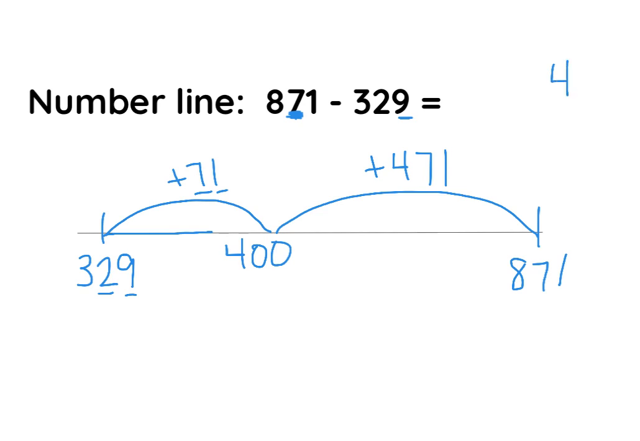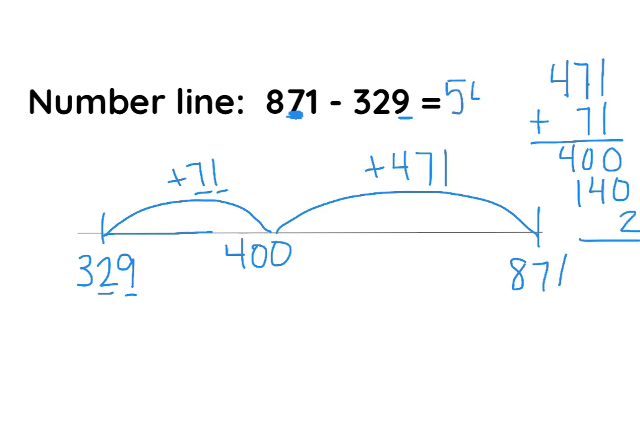I'm going to write that up here because remember I told you we will have a problem adding our tens. So 400 plus 0 equals 400. 70 plus 70 equals 140. 1 plus 1 equals 2. So 542. Which, if you think about it, 329 plus 500 equals 829, which would put us about right there. And then we need to add an extra 42.